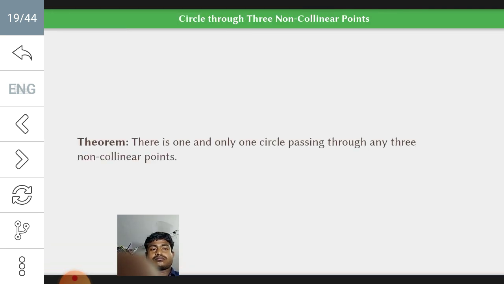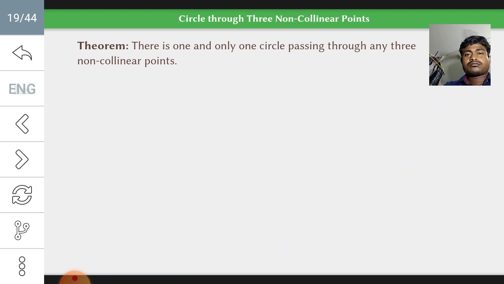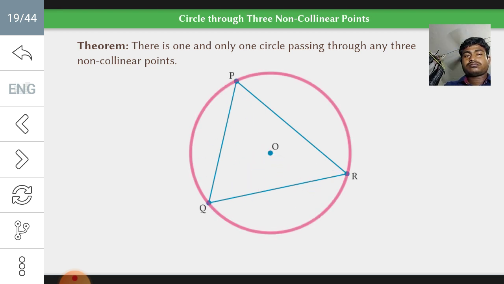There is one and only one circle passing through any three non-collinear points. Let's consider three non-collinear points P, Q and R. From these non-collinear points, there can only be one point O, which is equidistant from all the 3 points. Therefore, there can only be one circle that can pass through these 3 points.